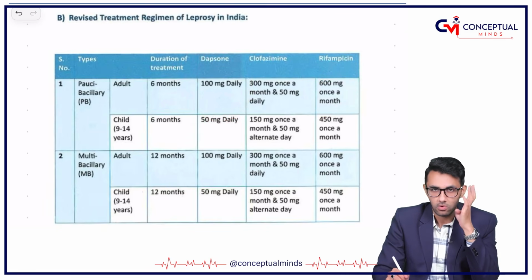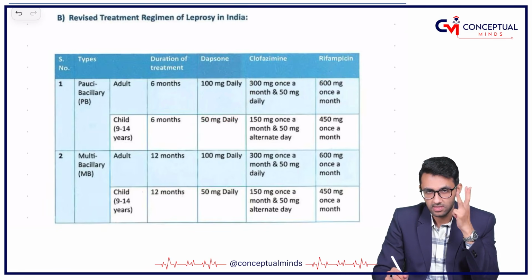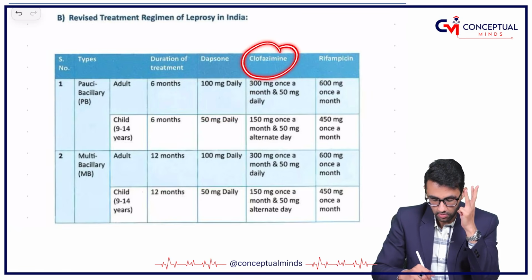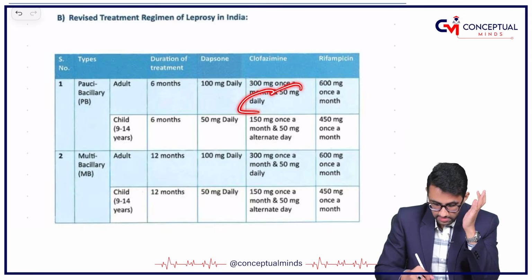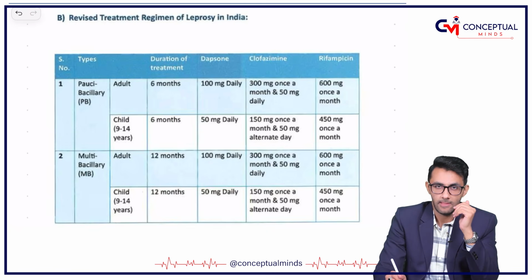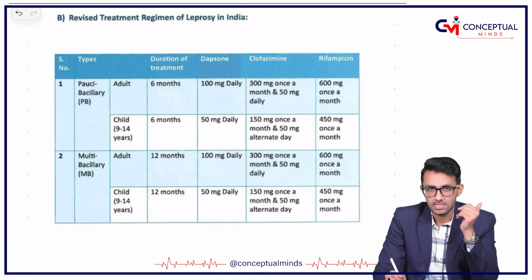How about clofazimine, the third one? Clofazimine is just 300 mg. We'll give it at the first encounter with the patient, once a month 300 mg, and he has to take 50 mg daily. Okay, that is all about the adult version. How about the kids? How about the children?